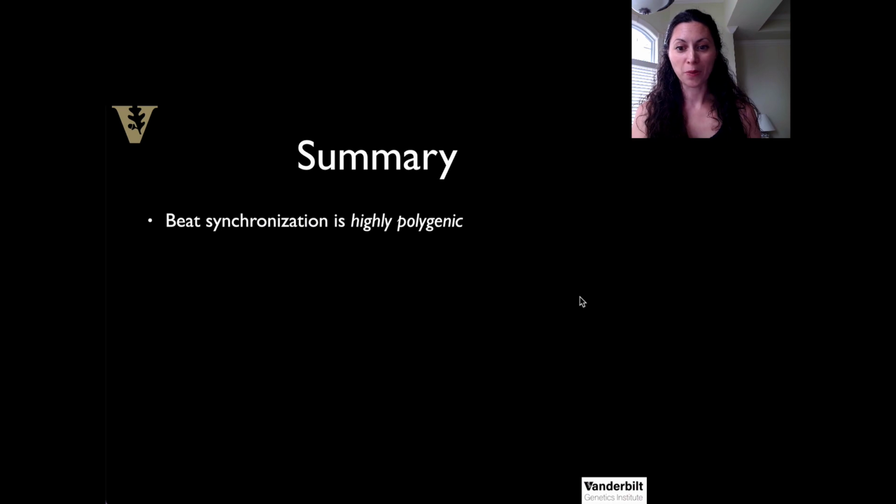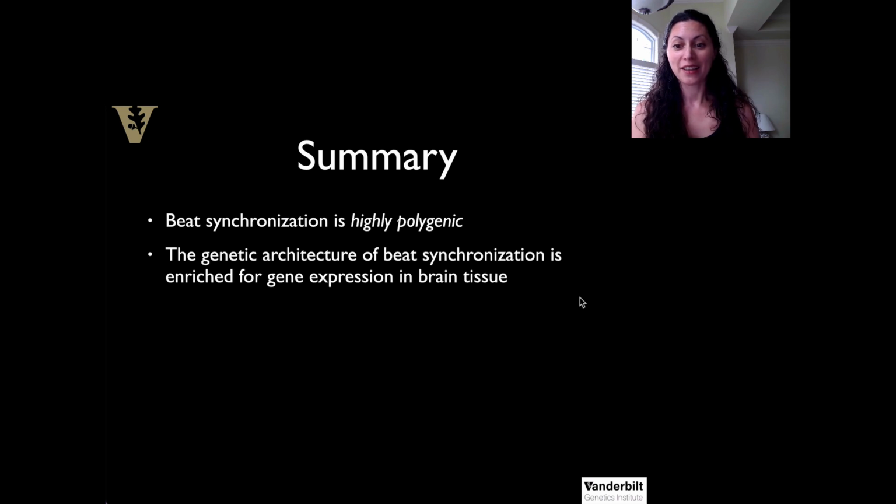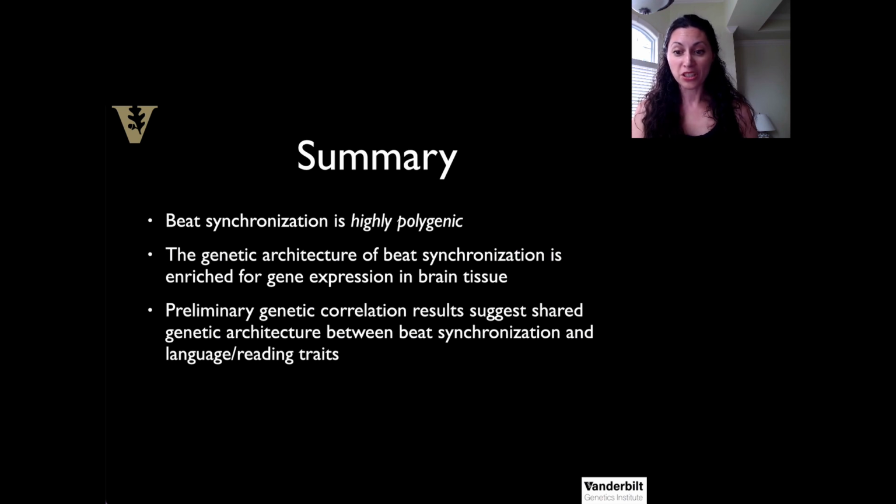So let's summarize what we've discussed today. Beat synchronization is highly polygenic. Many genes are involved in this trait. The genetic architecture of beat synchronization is enriched for gene expression in brain tissue, and in particular for cerebellum, basal ganglia, and cortex. Preliminary genetic correlation results suggest shared genetic architecture between beat synchronization and language and reading traits. This may have implications for risk detection in speech and language disorders.